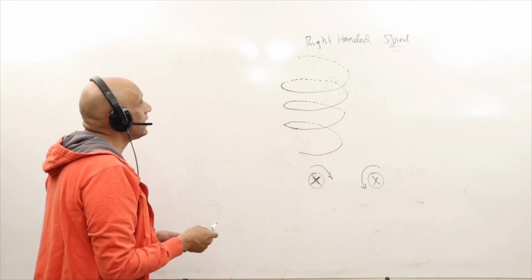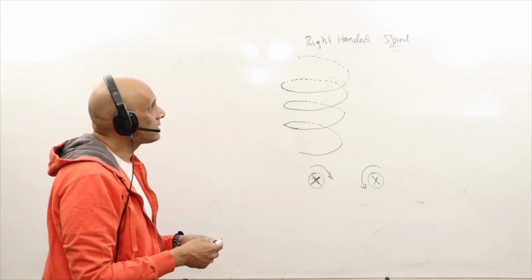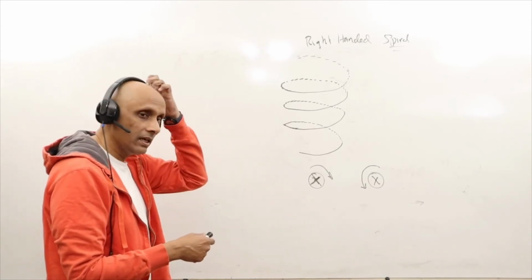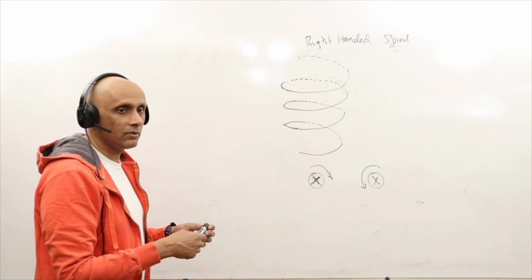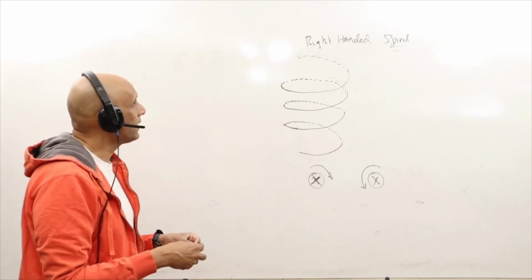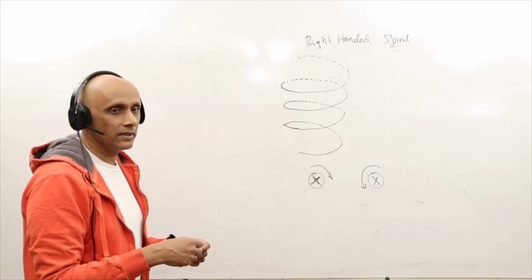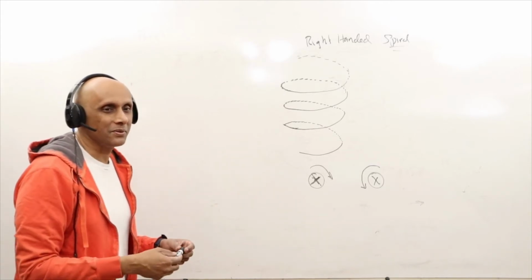So DNA, for example, is mostly right-handed spirals. DNA is mostly right-handed, but there are some portions of DNA. B-DNA is right-handed, if I remember, and Z-DNA is left-handed. I'm sure you can find a Google video on that.